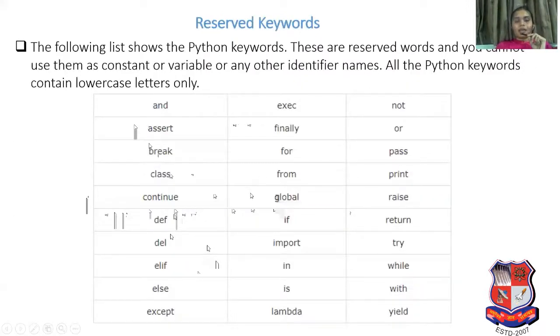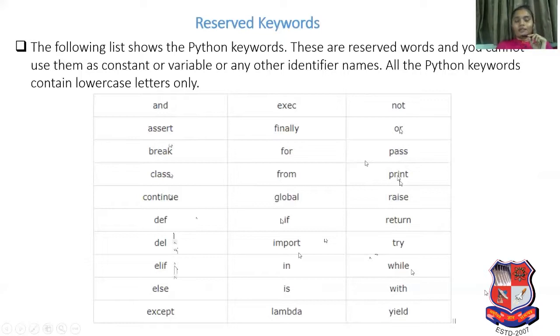In each and every language, we have some reserved keywords. Python also has reserved keywords, which we cannot use for naming variables. These are: and, assert, break, class, continue, def, del, elif, else, except, and the others in the same way. So these are the reserved keywords in Python.